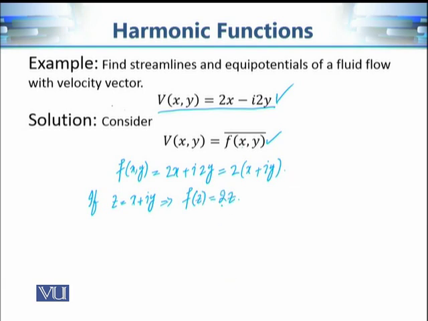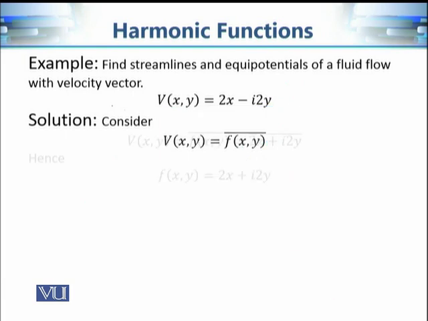Now we want to integrate this function to find this capital F. So capital F of xy is going to be equal to the integral of this. This is in fact 2z squared by 2, and the 2 and 2 cancel out, so we get z squared. This is the capital F of xy, and what are the real and imaginary parts? The real part is x squared minus y squared, plus iota, the imaginary part is 2xy. So the real part is the potential function, and the imaginary part is going to give me the streamlines.